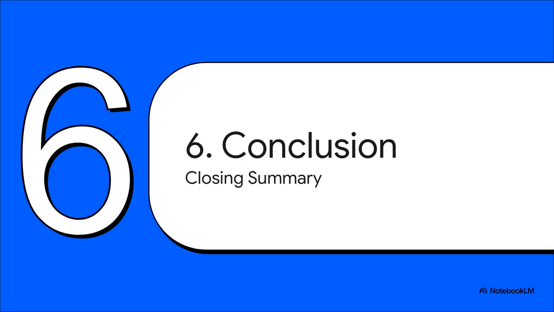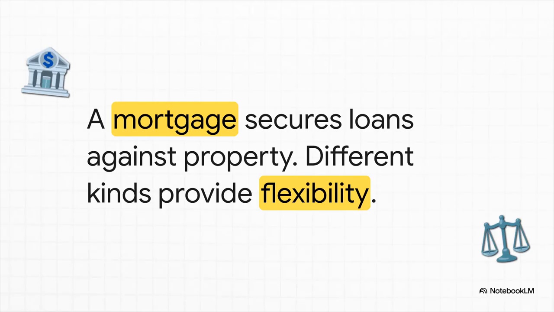That brings us to our final heading, number 6. 6. Conclusion. Abruptly ending a 16-mark essay without a formal conclusion is incredibly poor academic practice. Don't do it. A mortgage is a vital financial instrument securing loans against property. Different kinds provide flexibility based on needs. Following this strict, disciplined structure is the absolute guaranteed way to conquer your KSLU examinations.